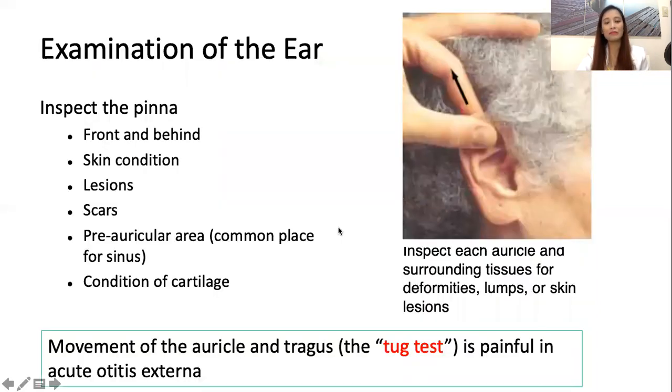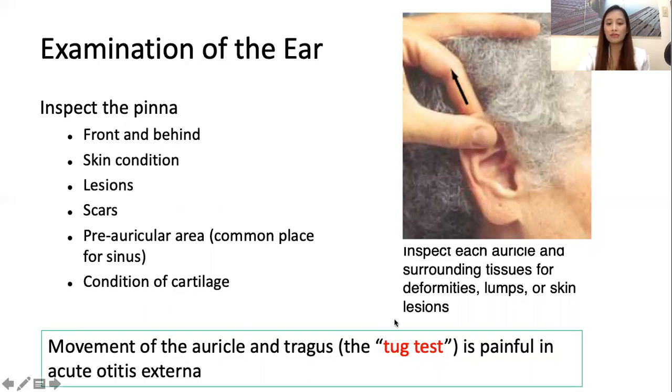And then when you inspect the pinna, you look in front and behind also. Look at the skin, look for any lesions or scars. There's your ear piercing. And then you can see in the preauricular area a tiny hole there. Now, it's a common place for sinus drainage. If you see a hole there, that's actually a sinus drainage. And then also check for the condition of the cartilage because it can have some deformities.